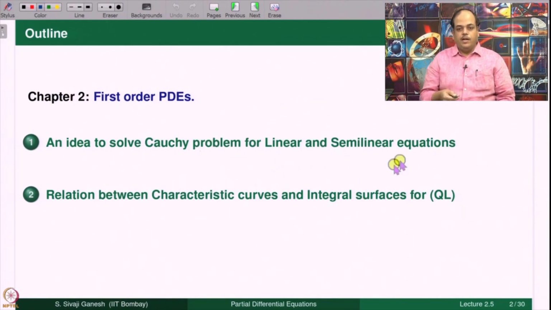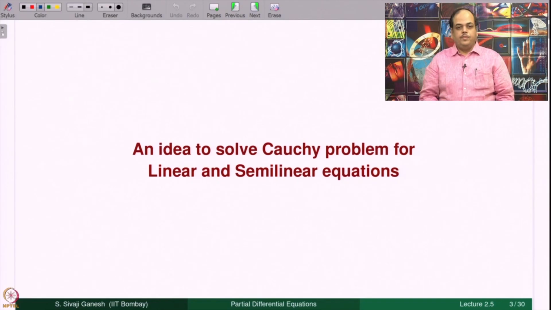When we look at linear and semilinear equations and try to solve the Cauchy problem, naturally we are led to asking certain questions that will lead us to our understanding of this. It will lead us to inquire into the relation between characteristic curves and integral surfaces, which we will do more generally for the quasi-linear equations. So, first we discuss an idea to solve Cauchy problem for linear and semilinear equations.